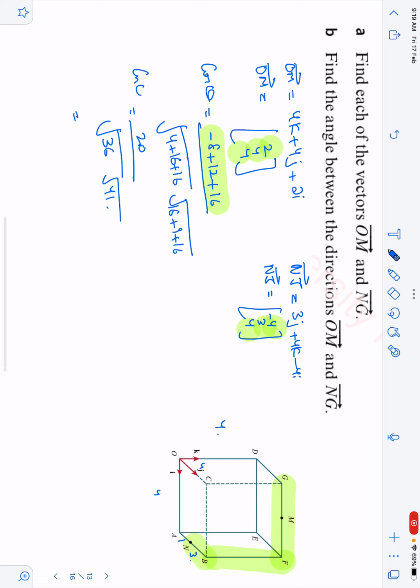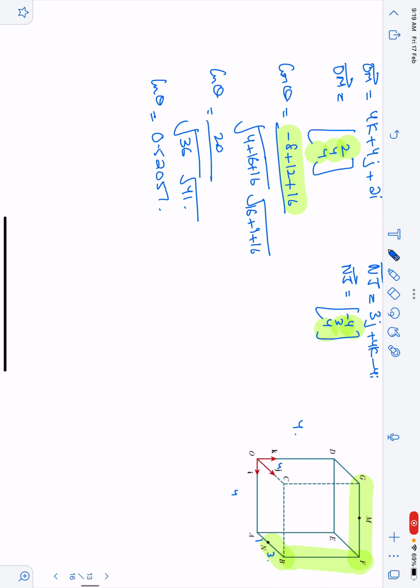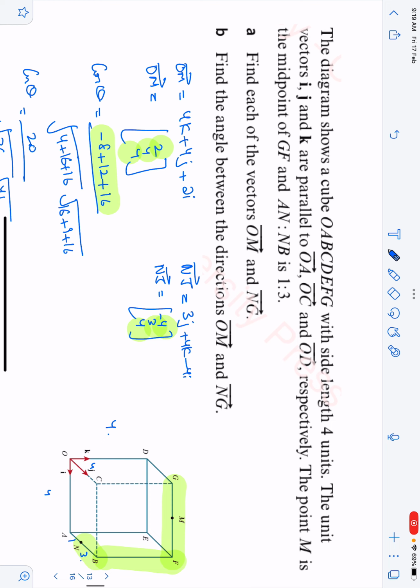So we can write cos of theta equals 0.52057, then cos inverse of the answer. This is going to give us an acute angle. Okay, 58.6. Fine, so we're done with this question as well.